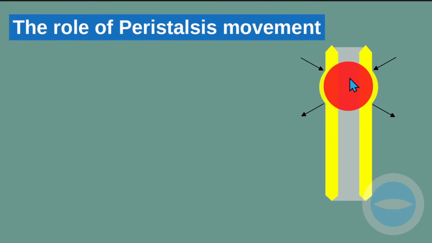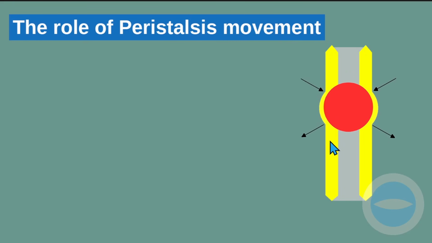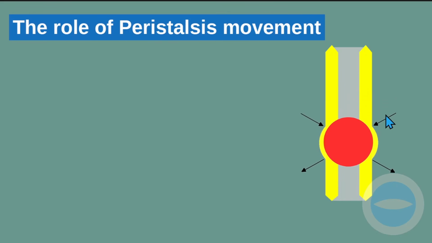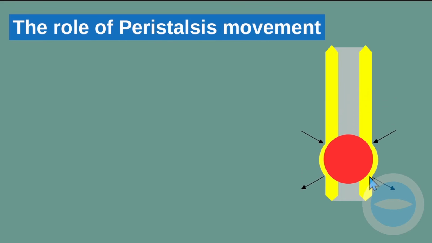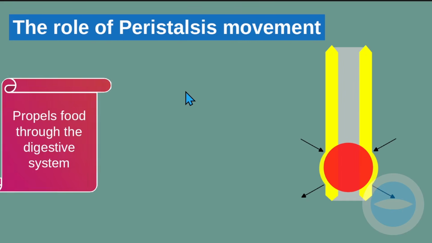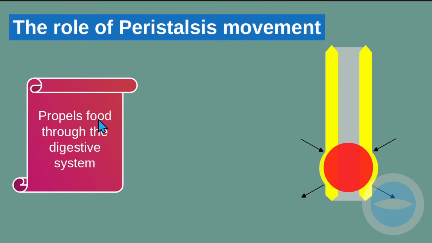The red part is a bolus, and this yellow part is the alimentary canal. If you see the ball when it moves, here they constrict, and here they relax. We end up with this ball moving downwards. So this is how peristalsis works. The role of peristalsis is to propel food through the digestive system.